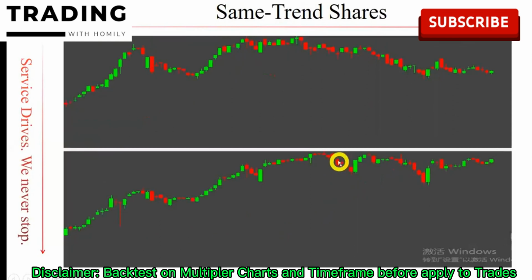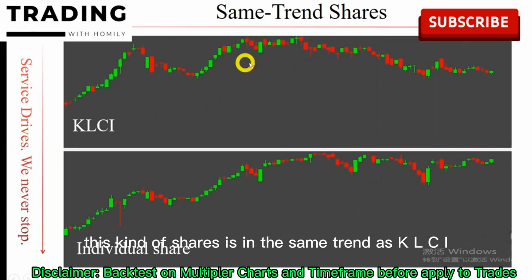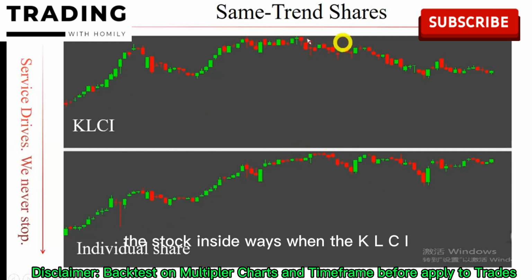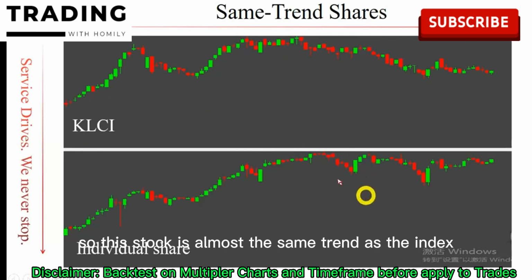And the next type of stock is what we call same trend shares. This kind of shares is in the same trend as KLCI. When KLCI rises, the individual shares rise, but when it's sideways, the stock is sideways. When the KLCI starts to go down, the stock starts to go down. So this stock is almost the same trend as the index.